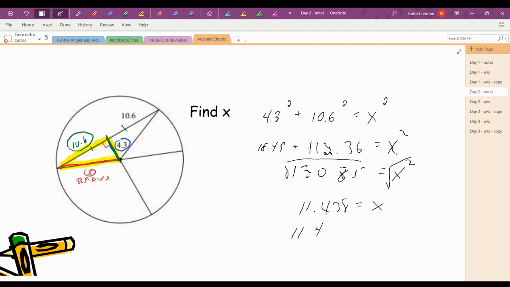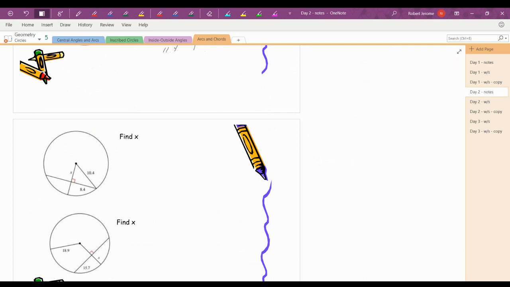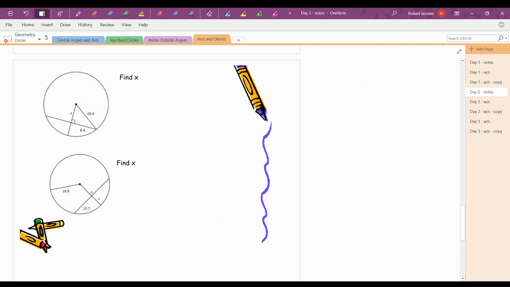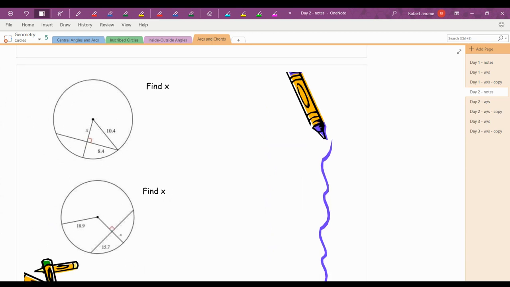So we found the radius. Again, keep in mind, they could have asked for the diameter. So find the radius and then double it. It just depends on the question. Okay. Let's see what else we have here. All right. Very similar question. We're just looking for the other side of the triangle. So I'm going to leave that one for you.